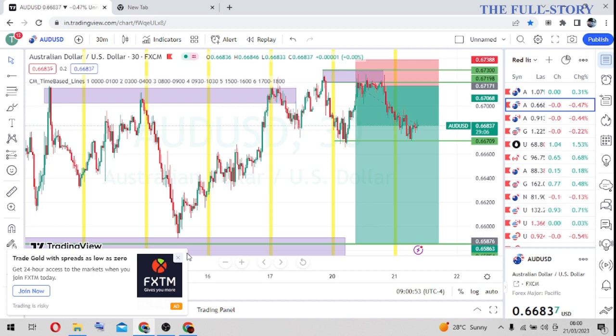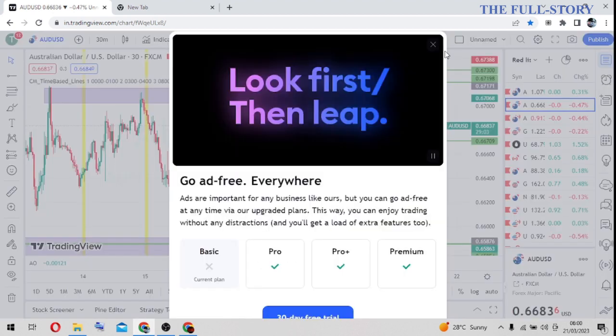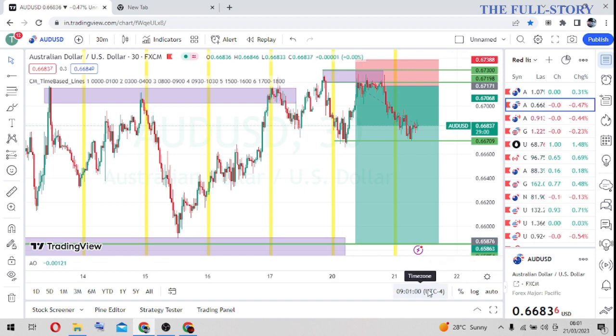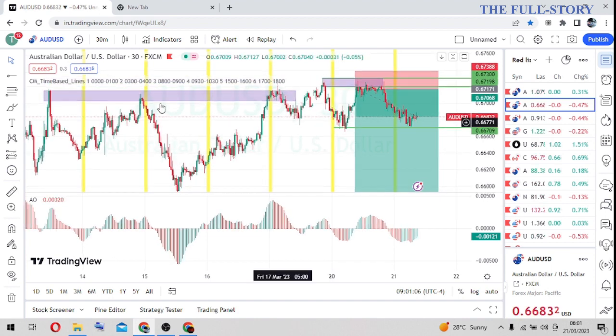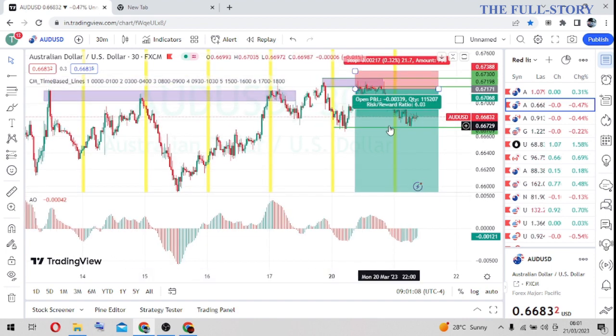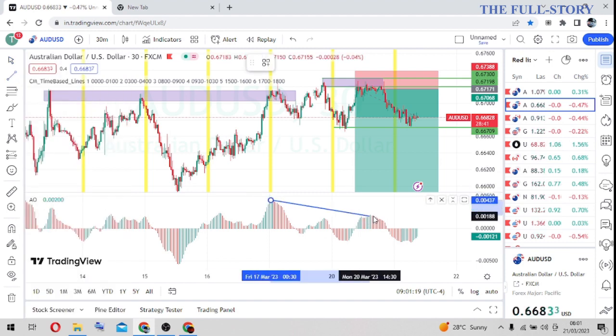If I take you through here, some of the things I added to my strategy, you will see that we had a divergence from the awesome oscillator. Of course this is AUD USD on a 30-minute. I took this trade from the 30-minute time frame. You see that we had a divergence from the awesome oscillator. This is what we call a divergence.